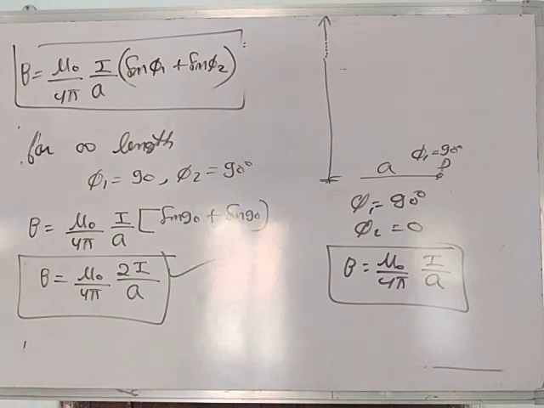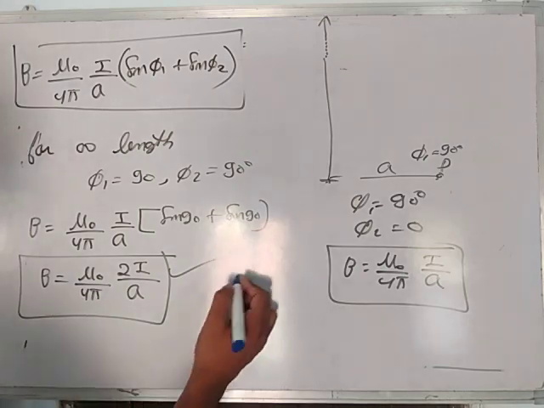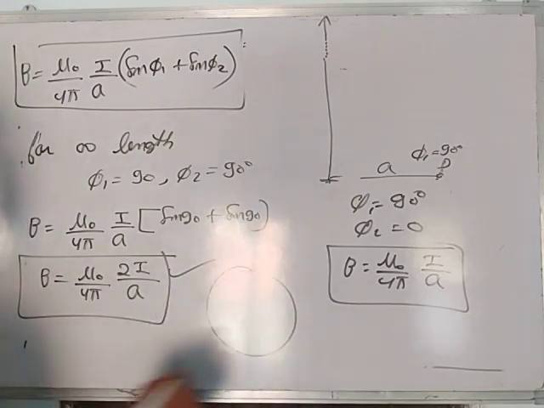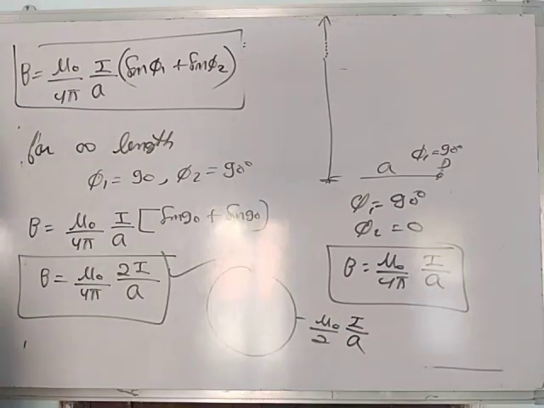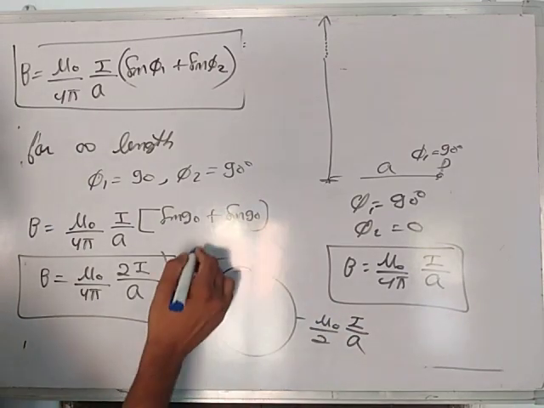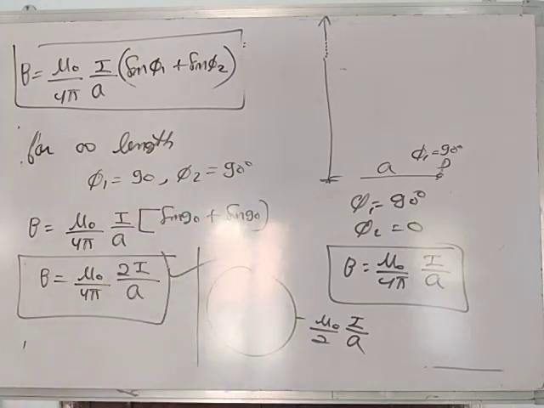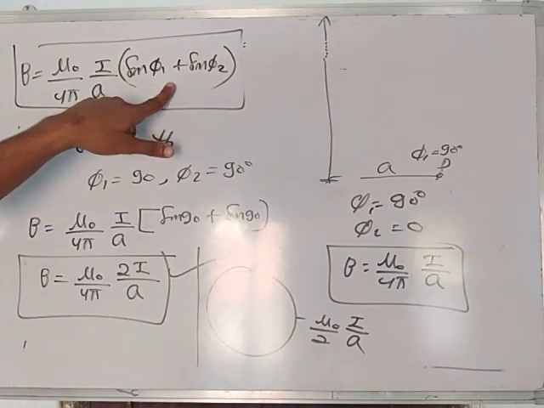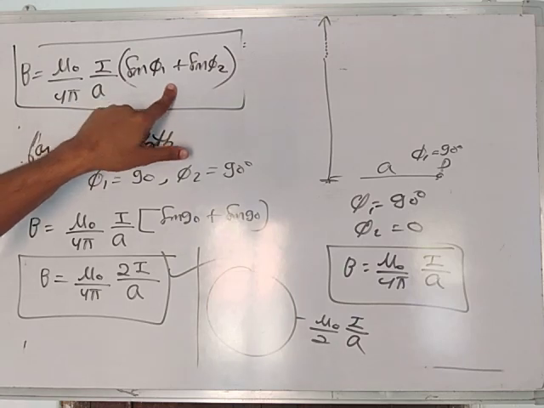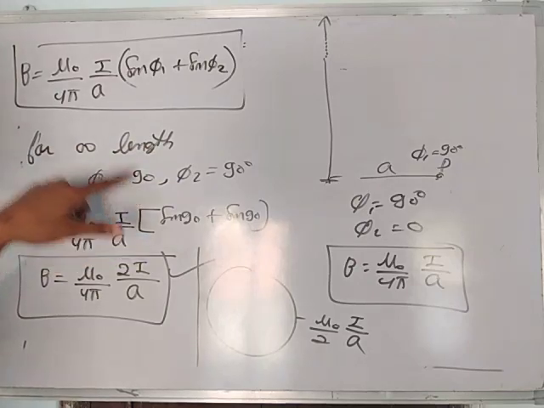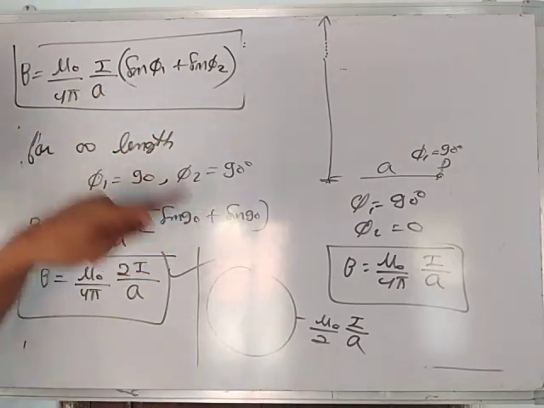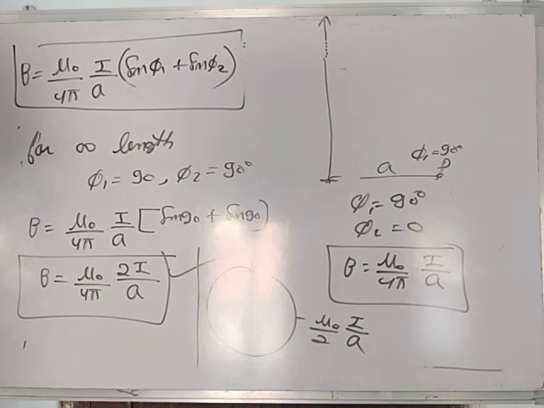Then students, today we have discussed two applications. Number one is the magnetic field due to a circular loop, whose result is μ₀/2 · I/a, and second is the magnetic field due to a current carrying conductor. For this, the result is here. For infinite length, θ₁ and θ₂ become 90 degrees, and after substituting them, you will get this result. And for today, this is enough.